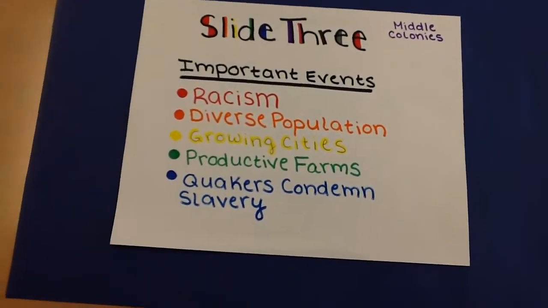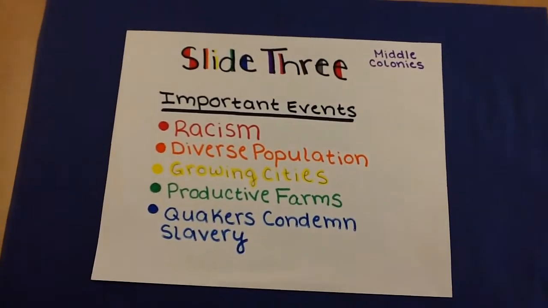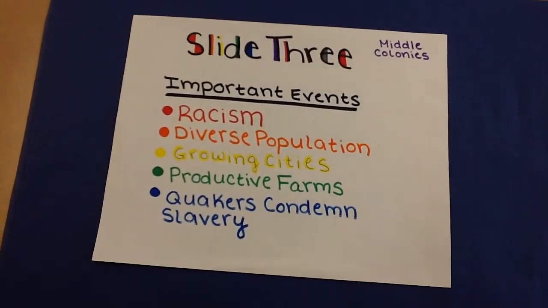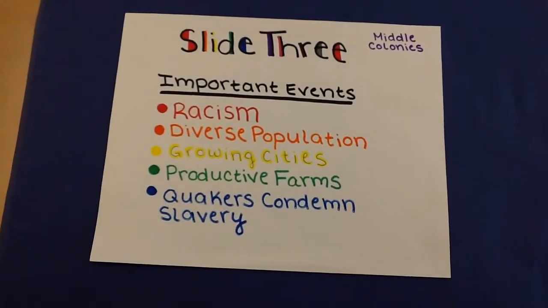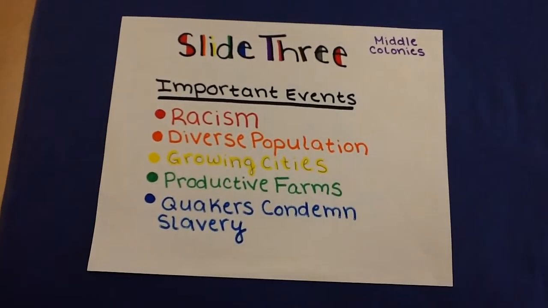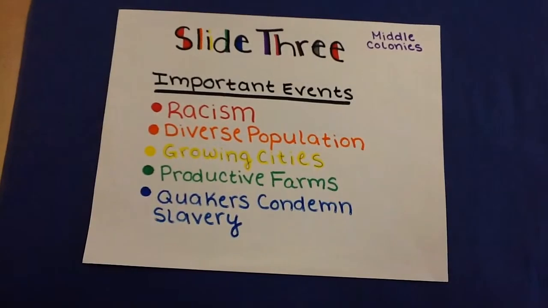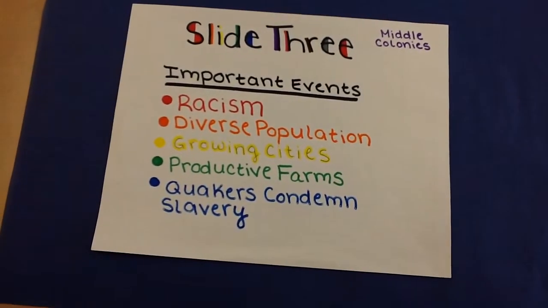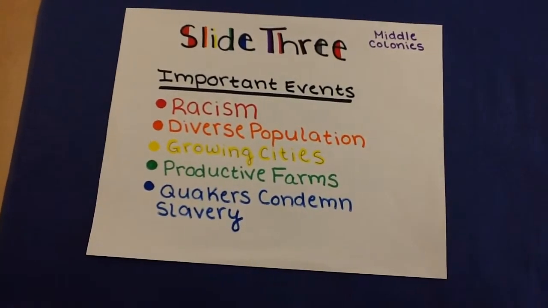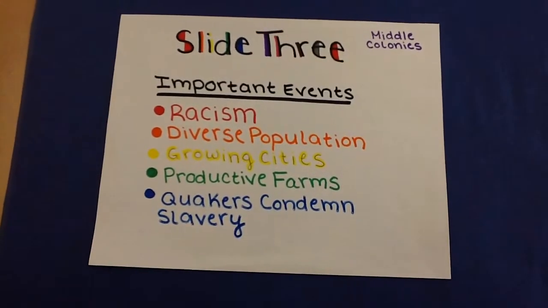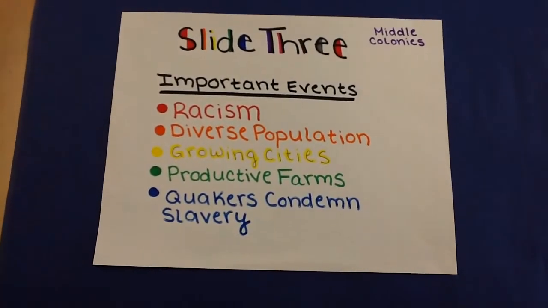Slide 3 is the Middle Colonies' important events. Racism. The slave trade was an important part of the city's economy. Many African Americans were brought to New York City to serve wealthy families. And then a free black community developed in New York City, and they could own property.